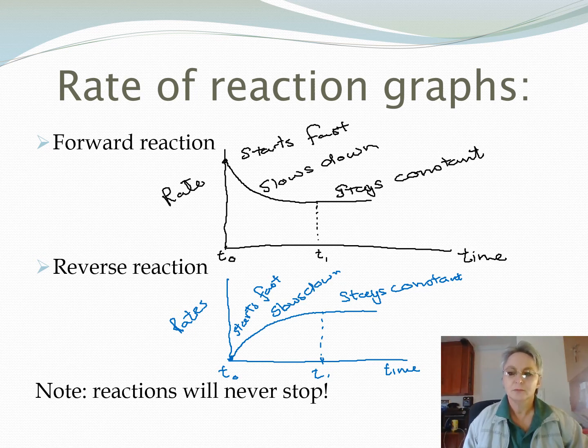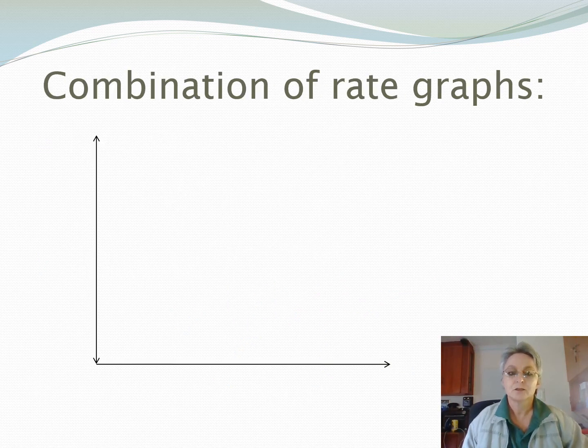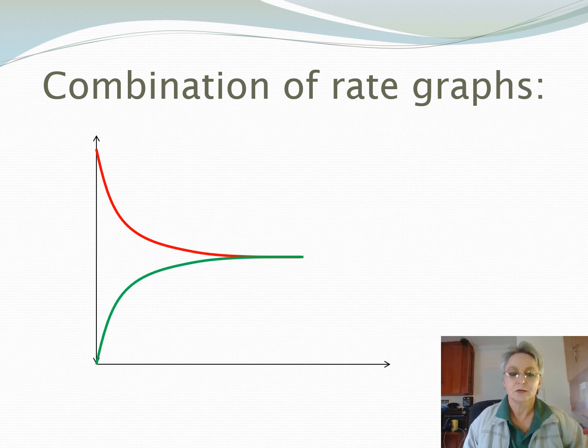Next we will look at the combination of the two graphs on one set of axes. The important thing here is to know that the reactions will never stop occurring. While we have the reagents on the left-hand side and the reagents on the right-hand side of the double arrow, if it's a reversible reaction, the forward reaction will never stop, the reverse reaction will never stop. So the combination of the two graphs, that would represent the forward reaction, slowing, changing, and that would be the reverse reaction, changing.